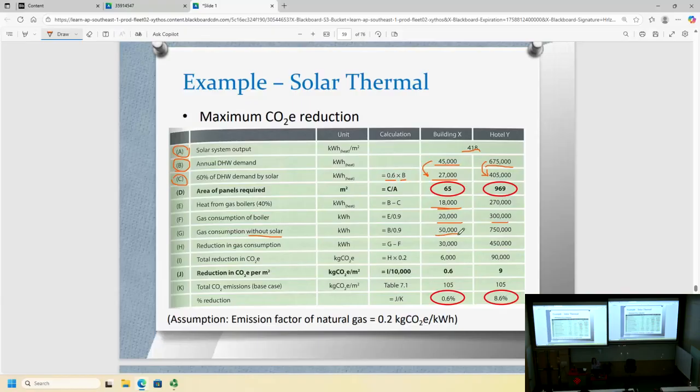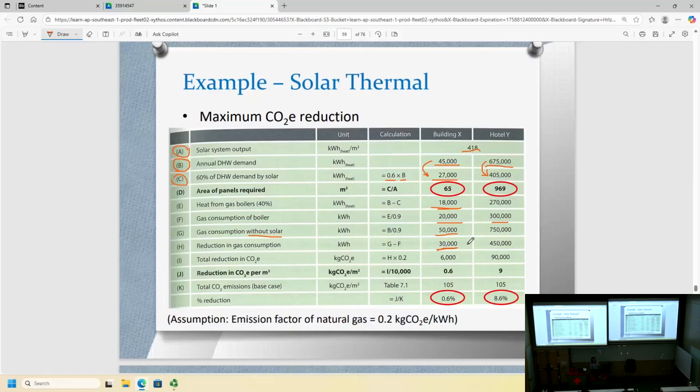Okay, and therefore the reduction will be this 50,000 minus 20,000. We want to find out the reduction of the natural gas consumption. So it will be the original, without any renewable, and then minus the gas consumption when we have the renewable energy. Okay, so this 30,000 would be the reduction in the natural gas consumption if we install the solar thermal collector.